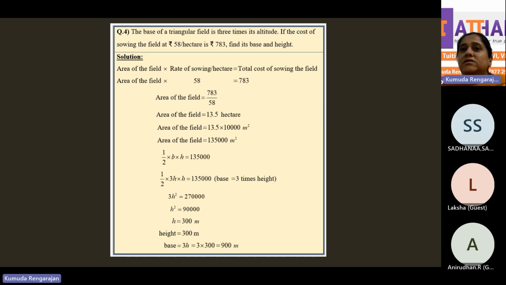We have seen in that one field problem that 1 hectare is 10,000 meters square. 1 hectare is equal to 10,000 meters square. We have seen this earlier.